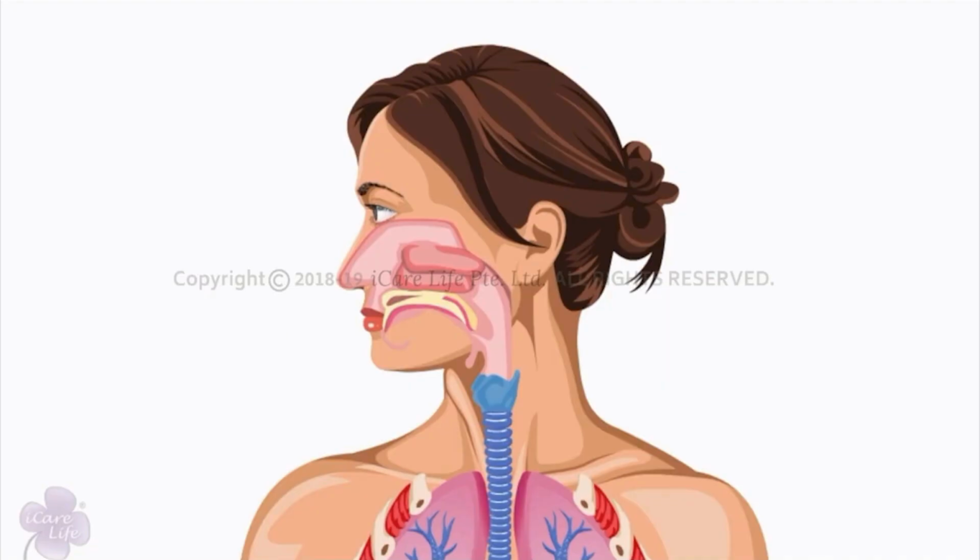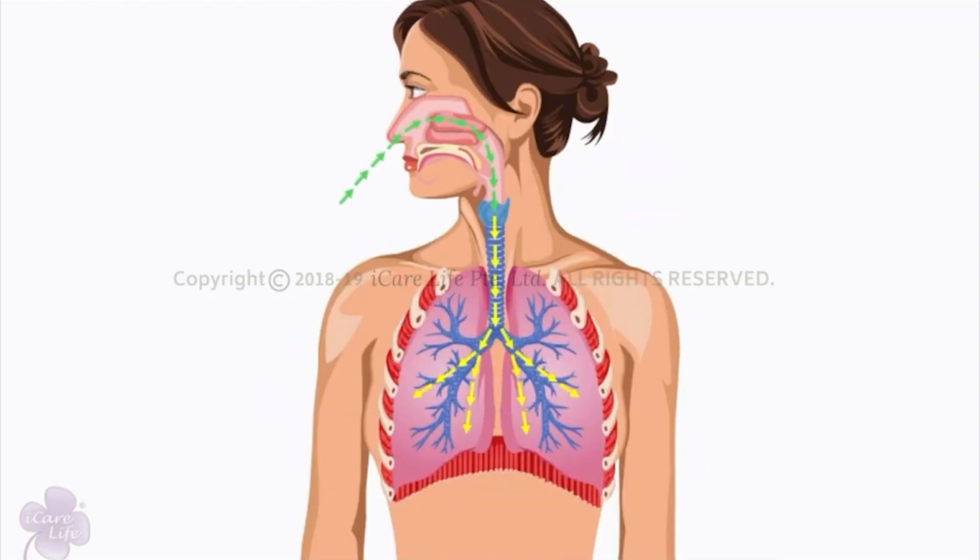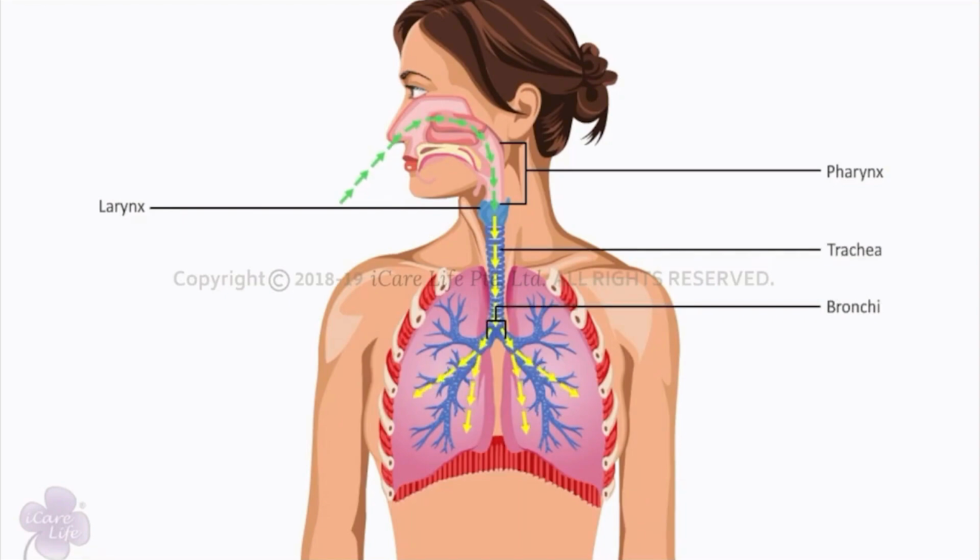Now, let us look at how we breathe. We breathe in air through the nostrils and also through the mouth. Any dust particles or germs are trapped by the mucus and the tiny hair in nostrils and nasal cavity. The nasal cavity warms up the air and moistens it before it enters the pharynx. The air passes through the pharynx, the larynx, the trachea, and the bronchi to reach the lungs.